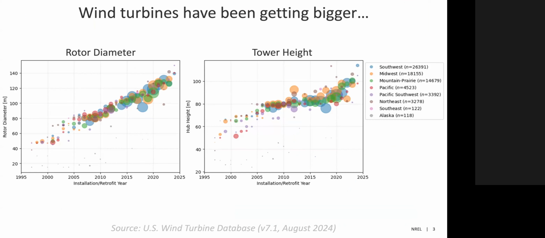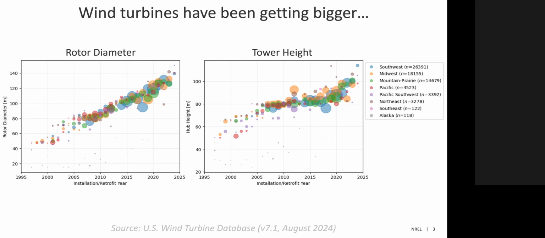So to set the stage, I've plotted some data here from the US wind turbine database. As Julie mentioned, there's a lot of different ways you can define what a bigger turbine really means. Here I've plotted rotor diameter and tower height. So we can see that the rotor diameter has been steadily increasing. If we think about this in terms of the rotor swept area, that's actually diameter squared. So the rotor swept area is actually increasing at a much faster rate.